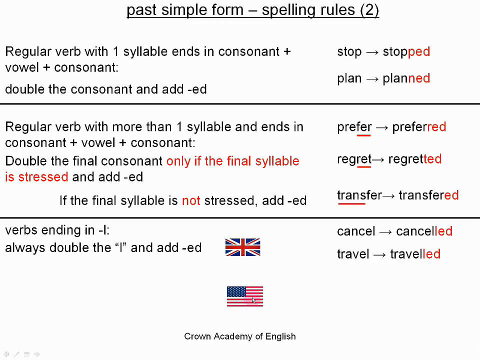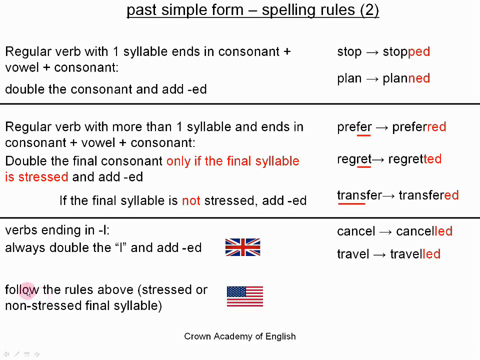But American English, we follow the rules above. So in American English, for a verb that ends in L, we follow this rule here. So we look at the final syllable to see if it is stressed, and if it is, we double the final consonant and then add ed. And if it isn't, we just add ed.